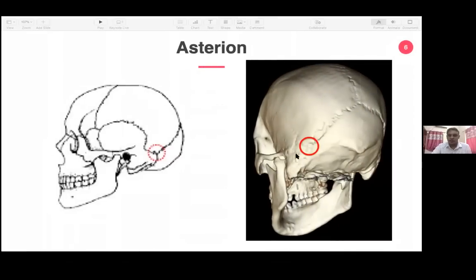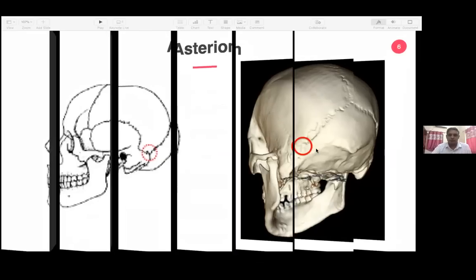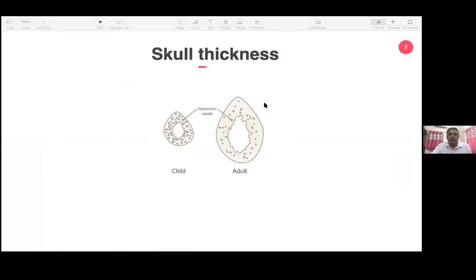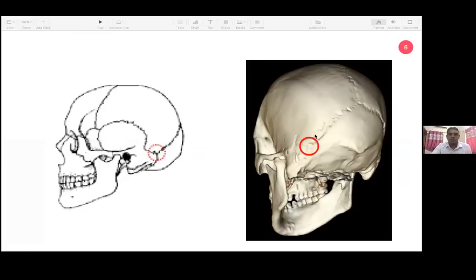This is the area which I was saying is nothing but the asterion. Okay, this is nothing but a junction point of your lambdoid suture and the parieto-temporal suture line. Okay. Now, one more area which we are talking about, the asterion. We'll just go back to this slide.